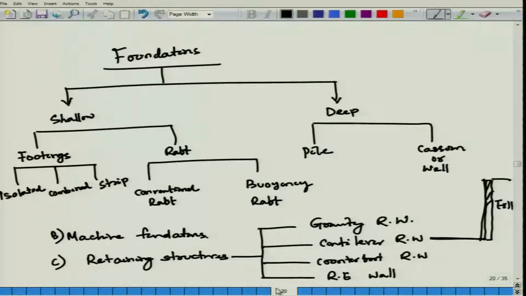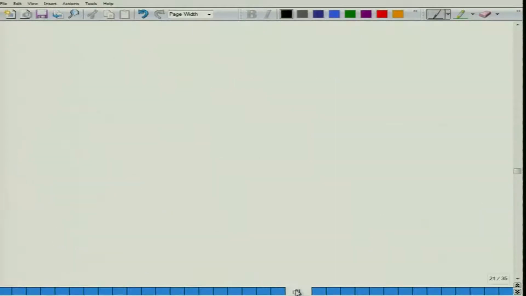Then retaining structures. In retaining structures there are four categories: conventional gravity retaining wall, cantilever retaining wall, counterfort retaining wall, and RE wall, reinforced earth wall. This I have covered with your foundations, started with this. Then start with your isolated footing.